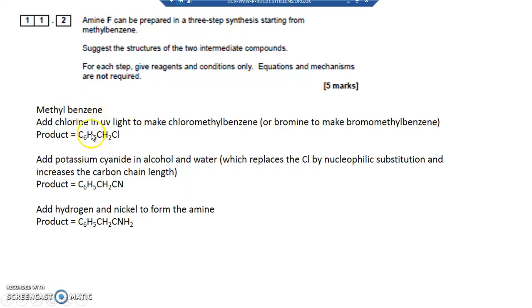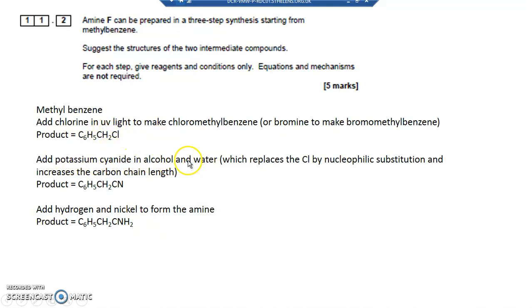So methylbenzene, I need to put a Cl onto the CH3. We can do that by using chlorine and UV light. We've seen something similar during a free radical reaction. So use chlorine and UV light to replace one of the H's with a Cl. And then what we can do is we can add potassium cyanide.